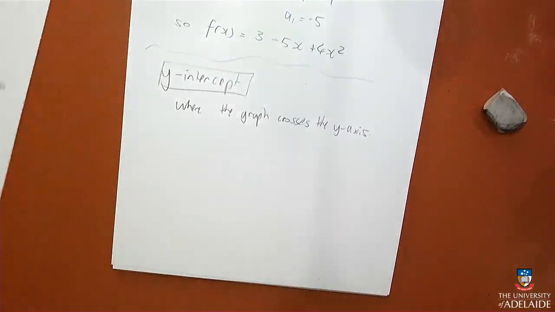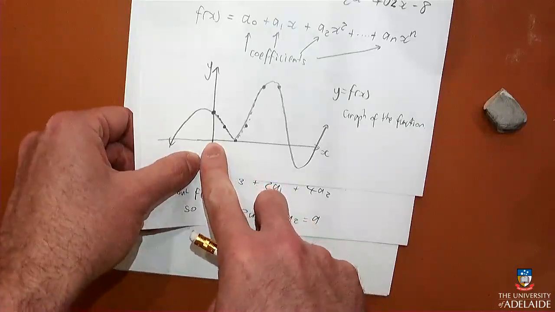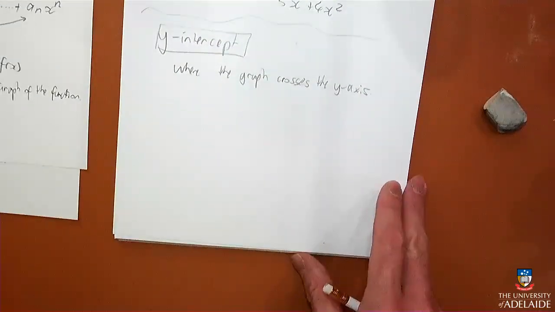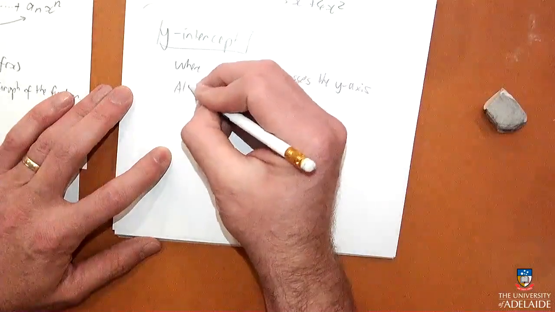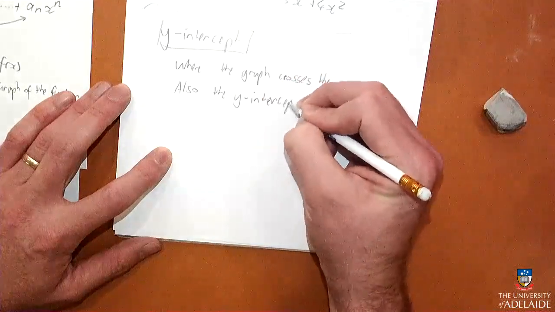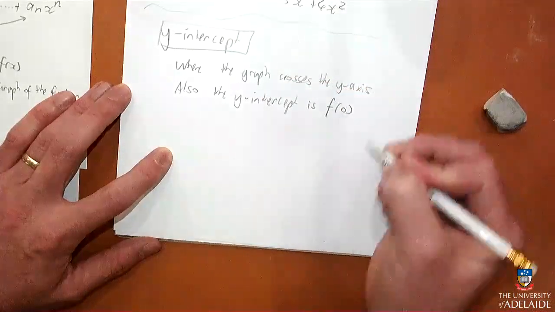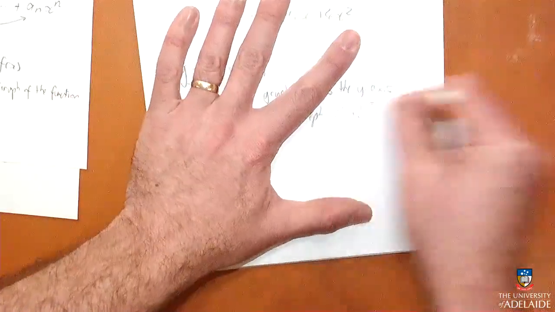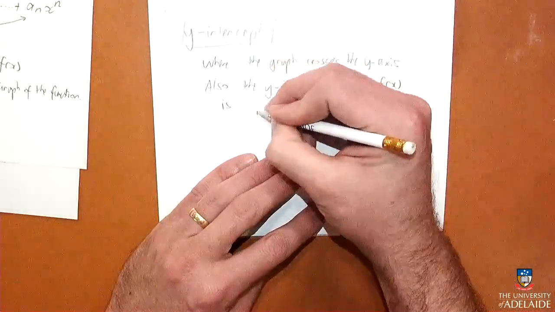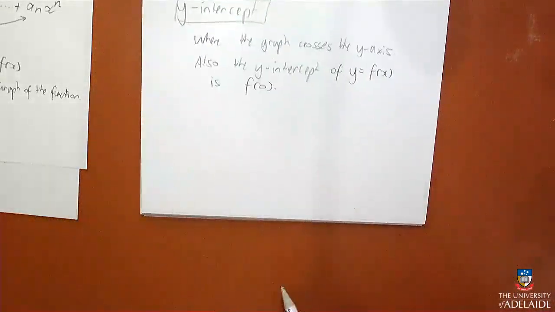The place where the graph cuts the y-axis lines up with 0 on the x-axis. And so that means that if I put 0 into the formula, it should come out to whatever this number is. So the y-intercept is f of 0. The y-intercept of the graph y equals f of x is the number f of 0. And that's always true. So if you want to find the y-intercept of something, you can just sub in 0 and see what you get.